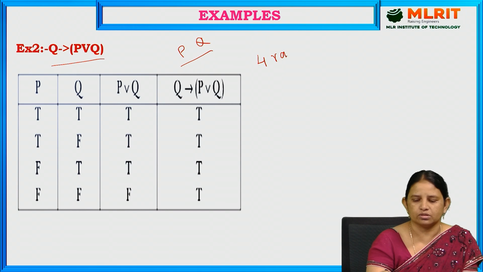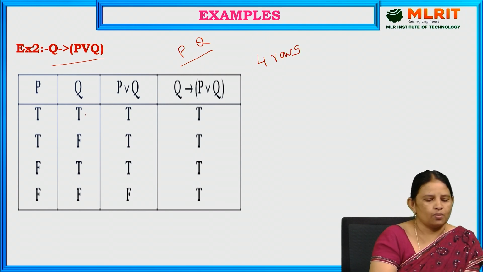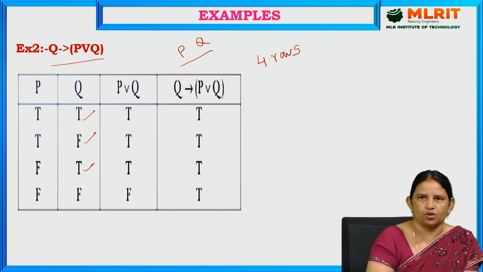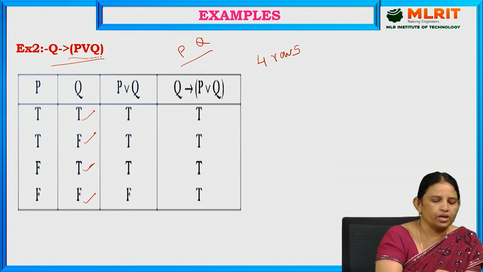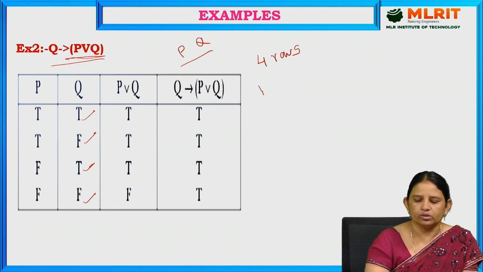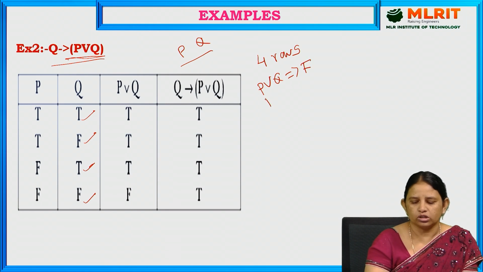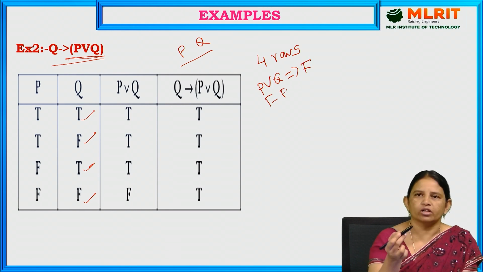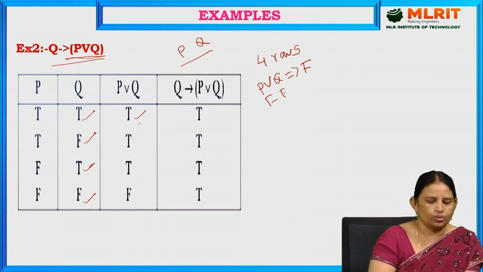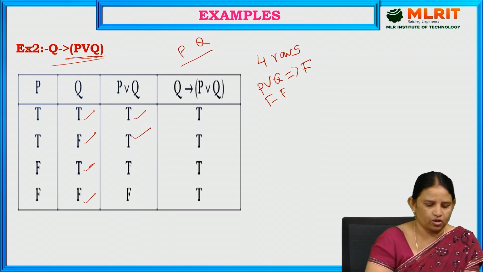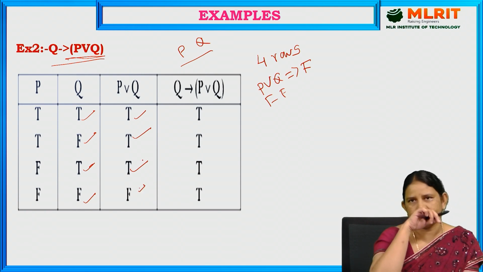First combination is true, true. Second combination is true, false. Third combination is false, true. And fourth combination is false, false. First observe P or Q. P or Q returns false only if both propositions are false. For all the remaining combinations, it returns a true value. So that is true, true, true, false.